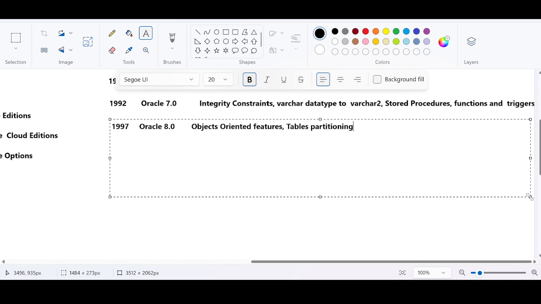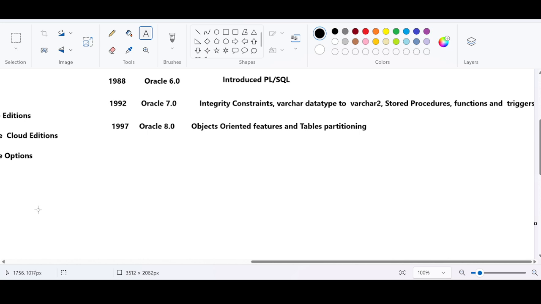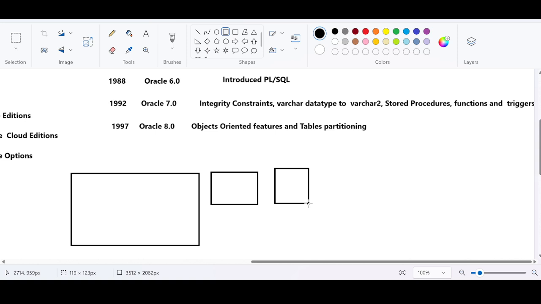Table partitioning. These two major concepts were introduced in Oracle 8.0. What is table partitioning? Imagine you have a big table with a lot of rows and columns. You will divide this big table into small pieces of tables to fulfill our requirements.